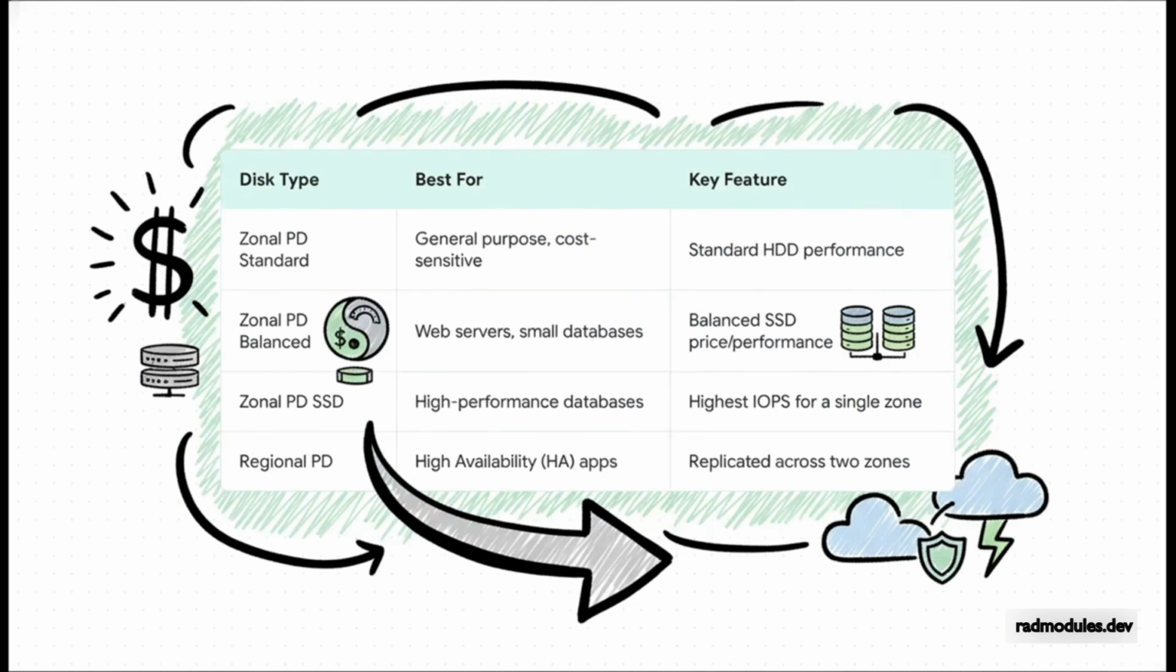Now this is where people get tripped up. The exam will give you a workload and ask you to pick the right disk. Here's the cheat sheet. If the question mentions cost-sensitive, you're thinking zonal standard. Need a good balance of price and SSD speed for a web server? That's zonal balanced. Hear the words high-performance database? Your mind should jump straight to zonal SSD. And if the key is high availability, surviving a whole zone going down, regional PD is your hero.